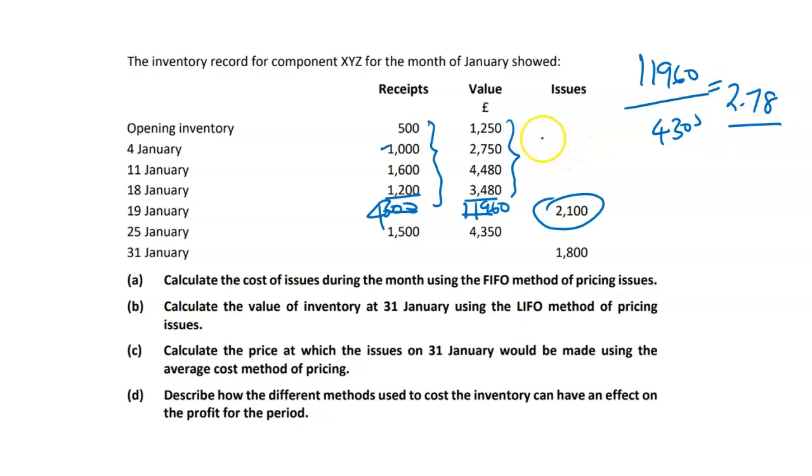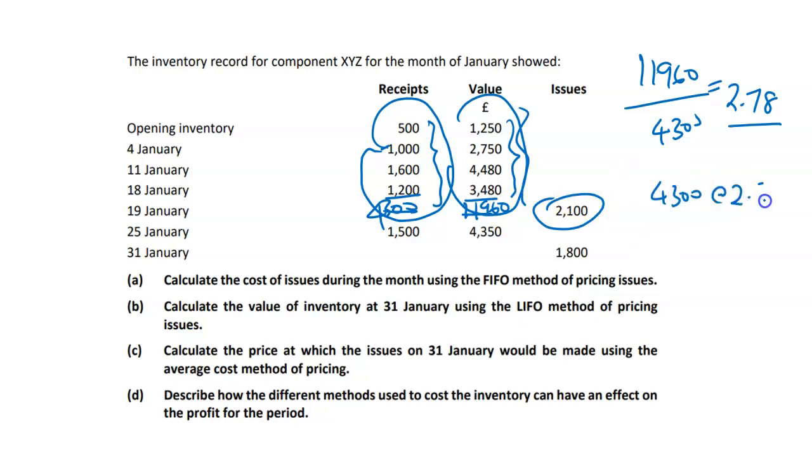So what I've done here is to mix up all my stock and divide the value by all the receipts, right? So I know that this was issued. So now I'm holding stock. I'm holding 4,300 units at £2.78 in effect as at the 19th of January. That's the key point, right? That's the key point there.